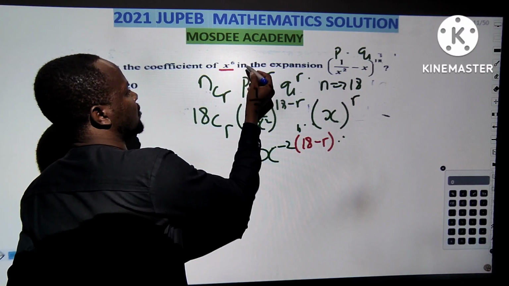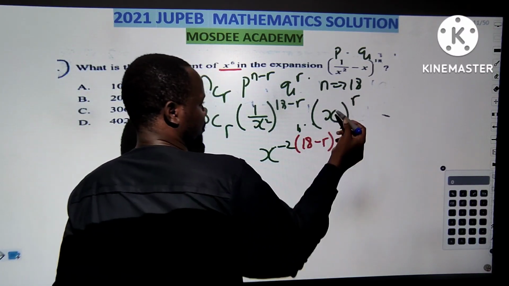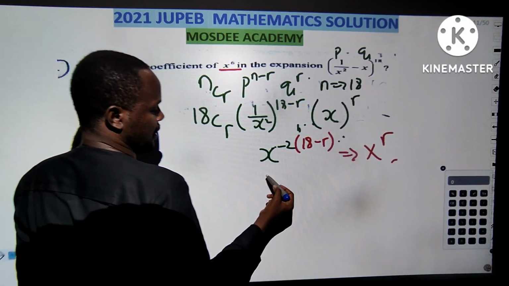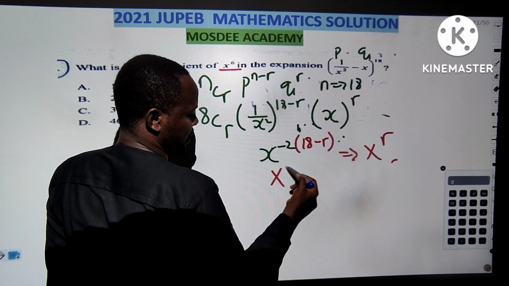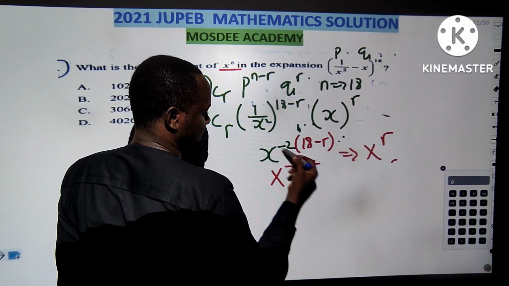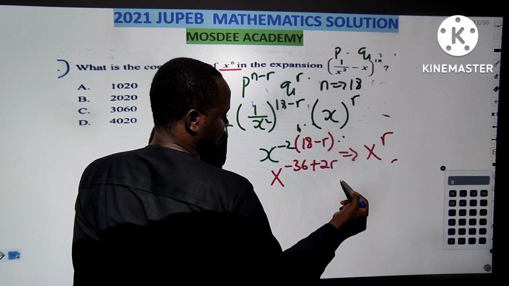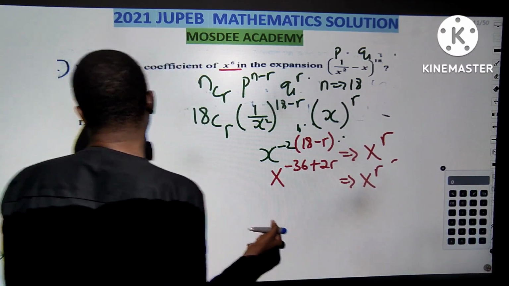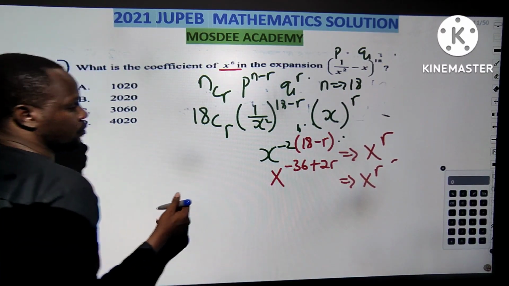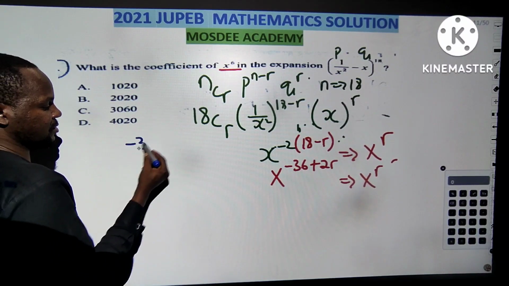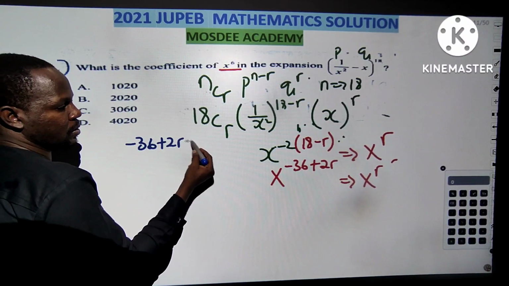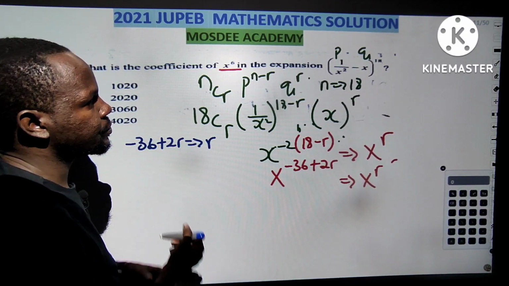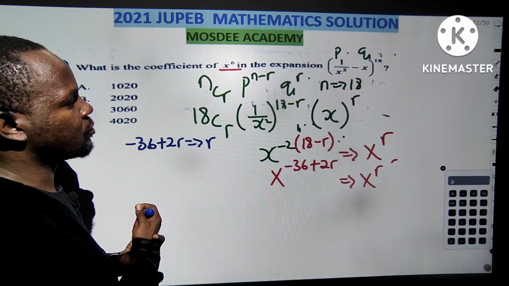And I'm looking for x raised to power 6, so I can equate it with x raised to power r. That's the logic we use. So here we have x raised to power minus 36 plus 2r equals x raised to power r. So directly I can equate the power, as with indices. Equating the power, I have minus 36 plus 2r equals r. I hope students can see that.